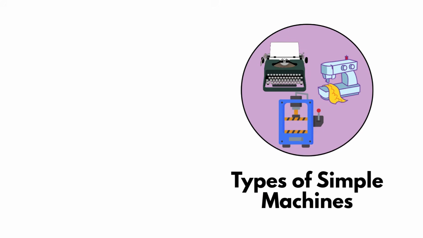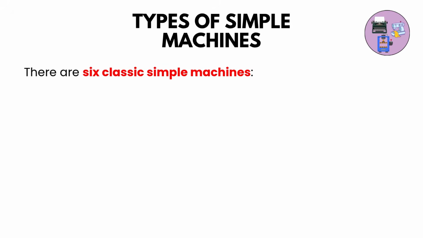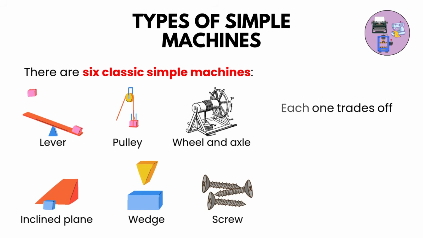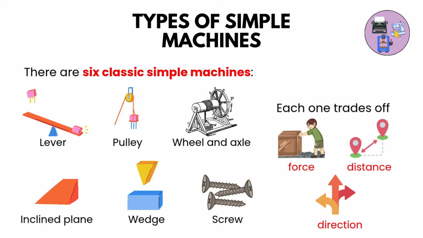Types of simple machines. There are 6 classic simple machines: lever, pulley, wheel and axle, inclined plane, wedge, and screw. Each one trades off force, distance, or direction, and the MCAT expects you to recognize how.